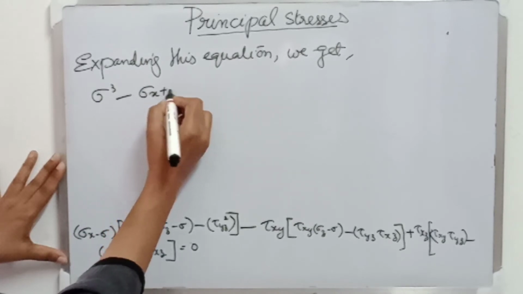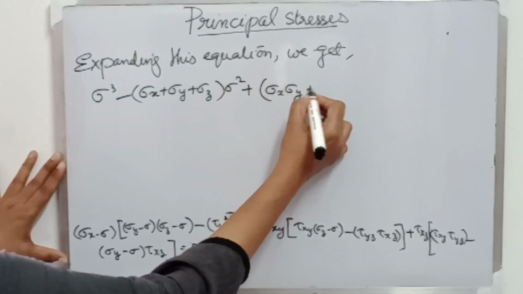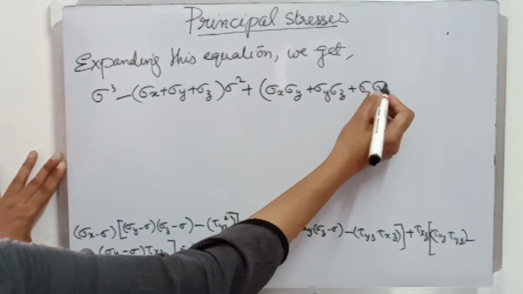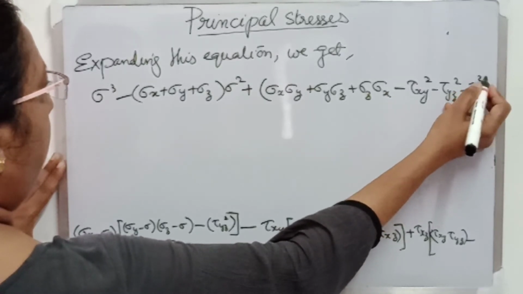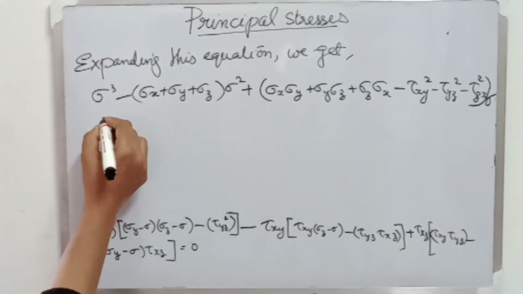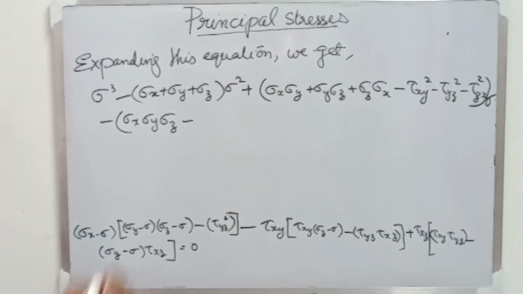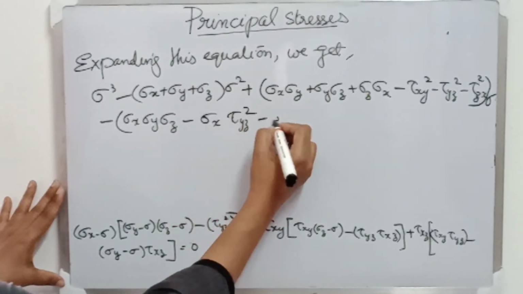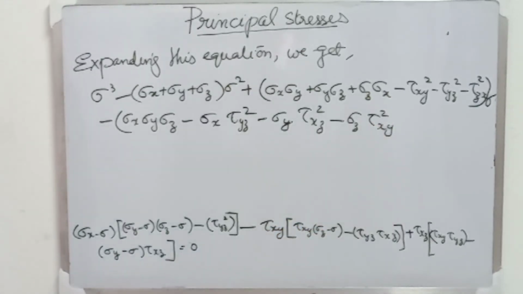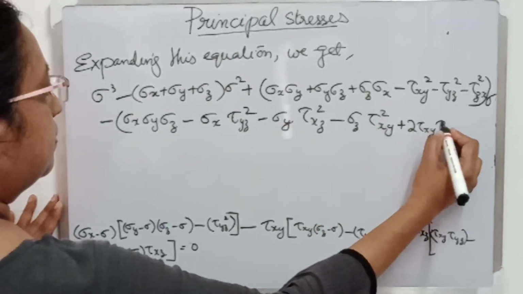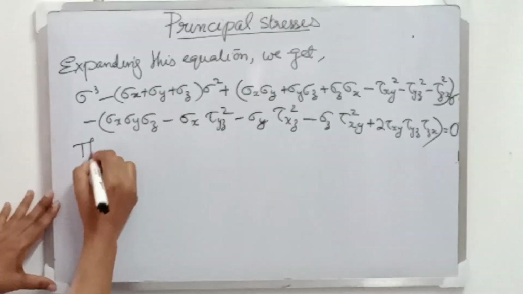So finally we get sigma cube minus (sigma x plus sigma y plus sigma z) into sigma squared plus (sigma x sigma y plus sigma y sigma z plus sigma z sigma x minus tau xy squared minus tau yz squared minus tau zx squared) the whole into sigma minus, in brackets I'm writing the next component, that is sigma x into sigma y into sigma z minus sigma x tau yz squared minus sigma y tau xz squared minus sigma z tau xy squared plus 2 tau xy tau yz tau zx. So this will be equal to 0. This whole thing is equal to 0.